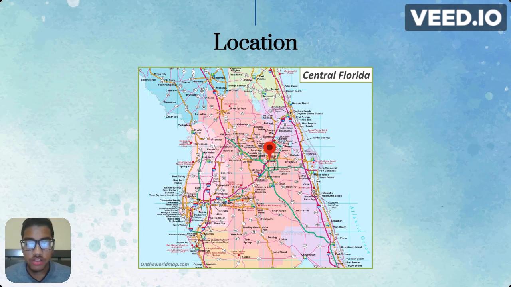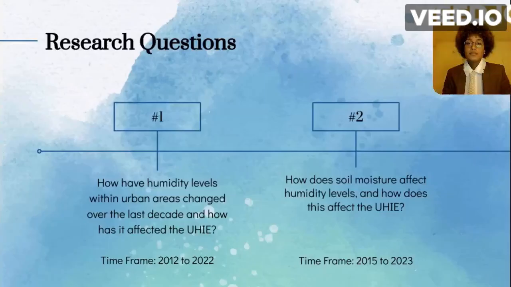So we chose our location as Central Florida because Central Florida is a notoriously humid environment, and it also has a very urban environment as well. So it's a great combination for our case study, which is to study humidity and its effect on the urban heat island effect. So I'm going to pass it on to Kennedy.